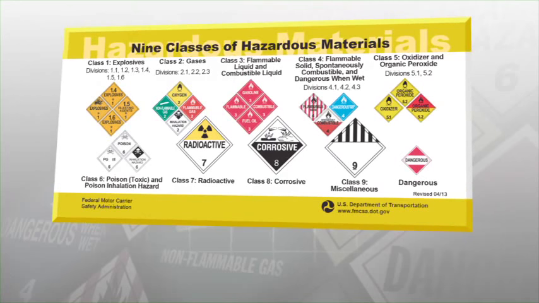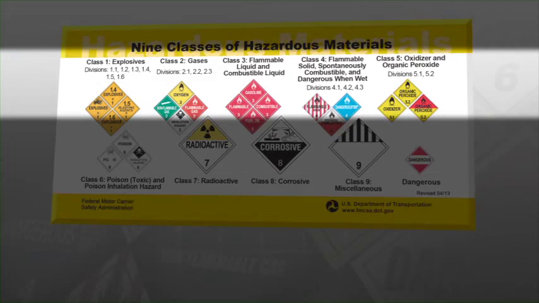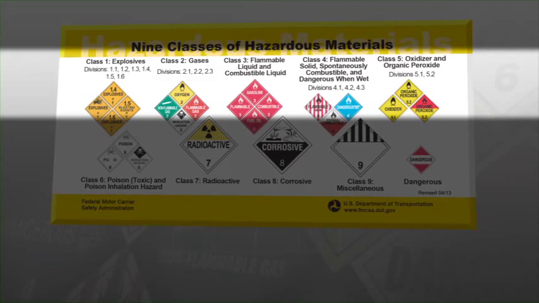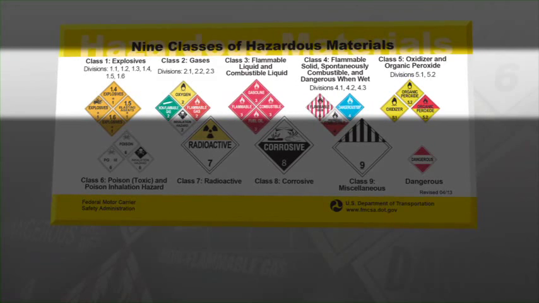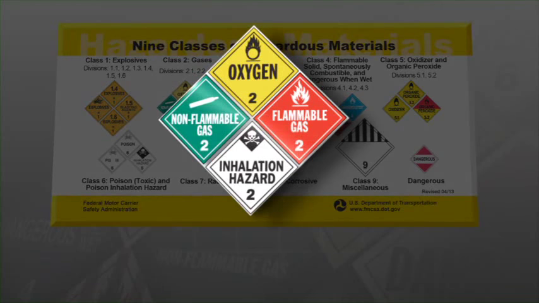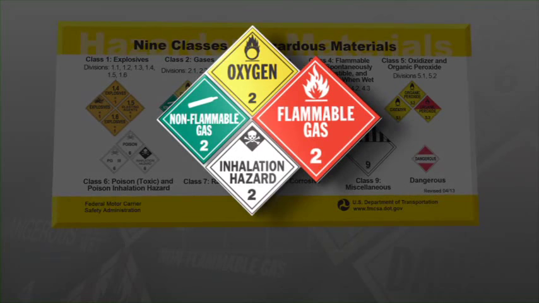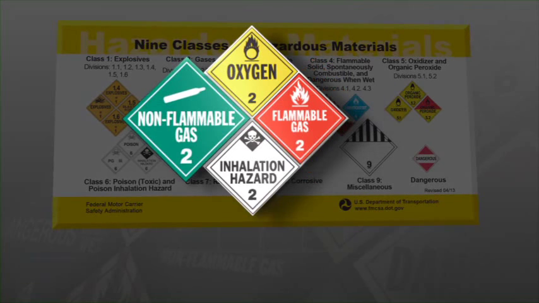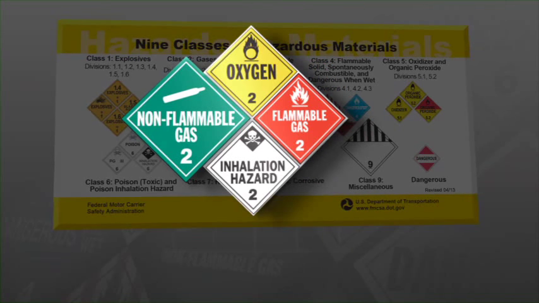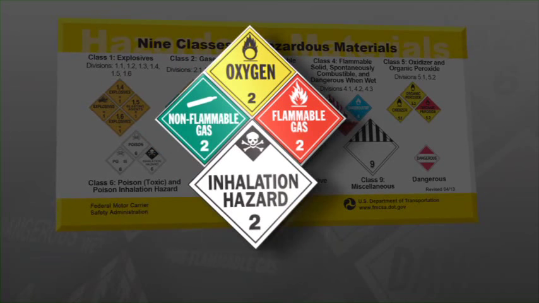Hazardous materials are categorized into 9 hazard classes, with some of them further broken down into divisions. Divisions provide extra information about a material's hazards. For example, Class 2, gases, has 3 divisions. 2.1 is flammable gas. 2.2 is non-flammable compressed gas. And 2.3 is poison gas.